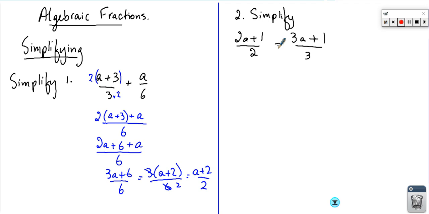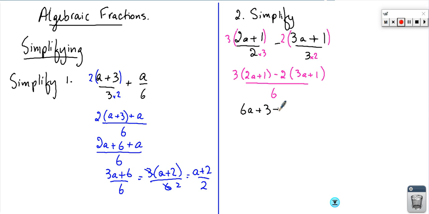So as we've done in the other example, I'm going to start by finding the LCM of 2 and 3, which is 6. So I need to multiply this by 3. And I need to multiply this by 2. So I get 3 bracket into 2a plus 1 minus 2 bracket into 3a plus 1. So opening up brackets, I'm going to end up with 6a plus 3 minus 6a minus 2 all over 6.